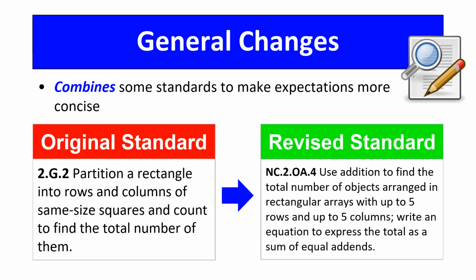Some standards were combined due to their interconnectedness and because one reinforces the other. An example can be found in 2nd grade. Standard 2G2, partitioning rectangles into rows and columns of same-size squares and counting to find the total number of squares, was integrated into NC2 OA4 to support finding the total number of objects arranged in rectangular arrays with up to 5 columns and 5 rows.